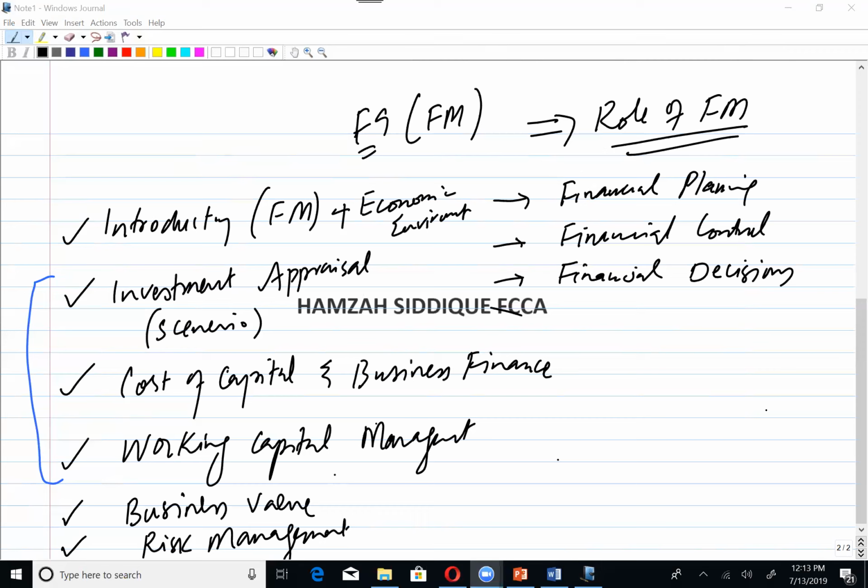Okay, now next. Students, what will be our sequence of study? I will start with some introductory things, one or two definitions from this chapter, but I will not finish it today. Rather, I will shift to investment appraisal, which is the first area. Second is cost of capital and business finance. Third is business valuation. Fourth is risk management. Fifth will be working capital, and in the last we will cover the introductory area.